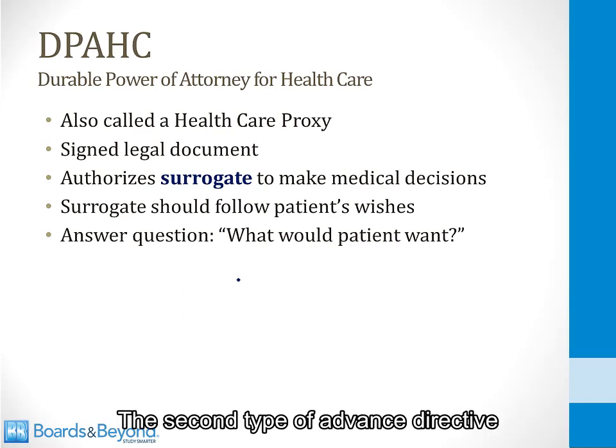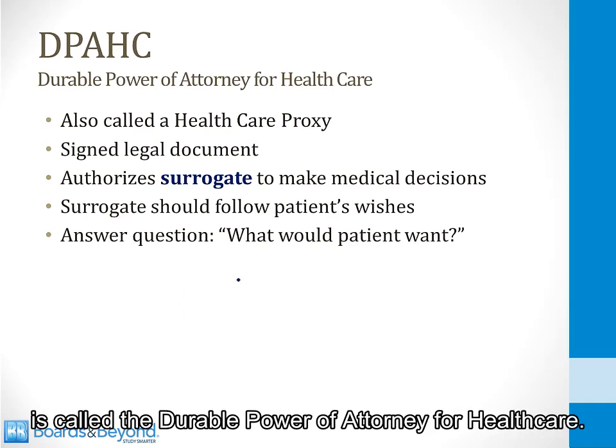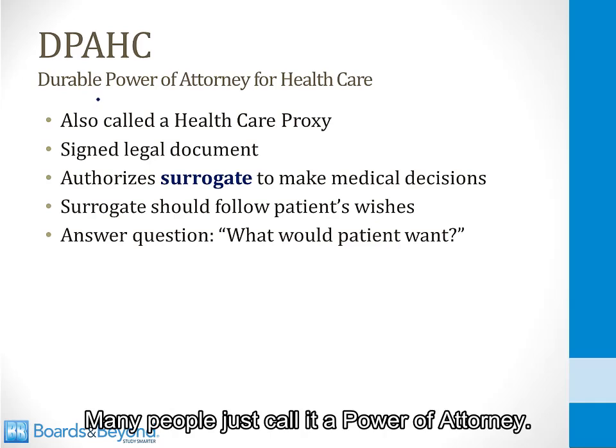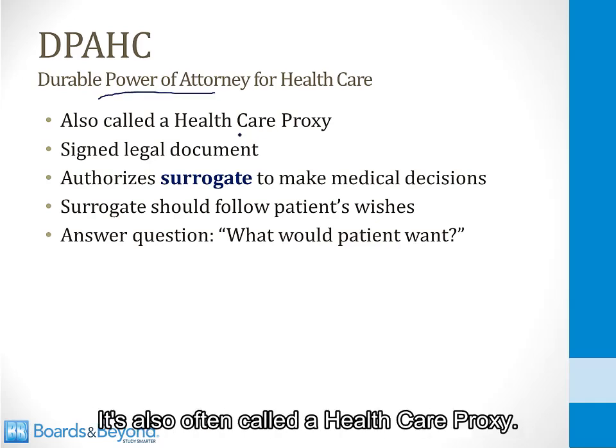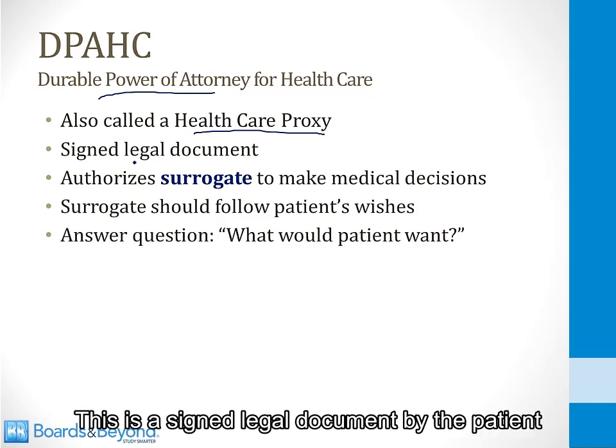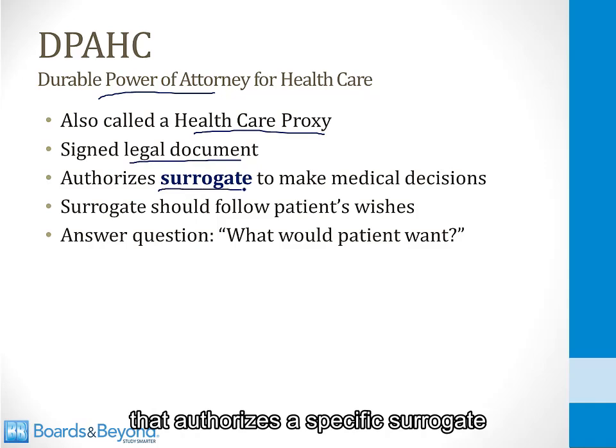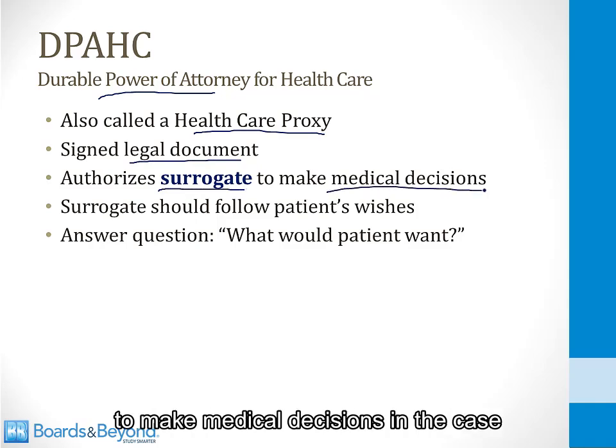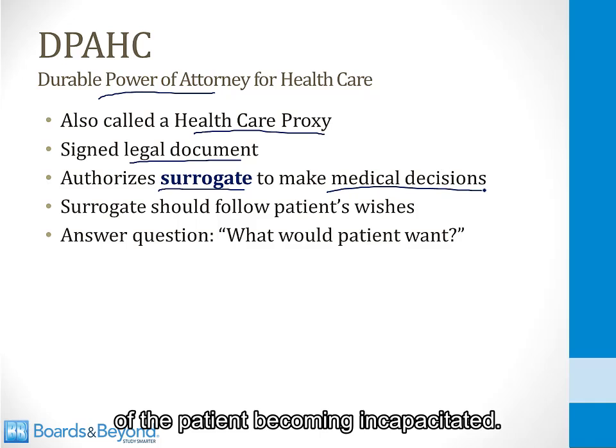The second type of advance directive is called a durable power of attorney for healthcare. Many people just call it a power of attorney. It's also often called a healthcare proxy. This is a signed legal document by the patient that authorizes a specific surrogate to make medical decisions in the case of the patient becoming incapacitated.